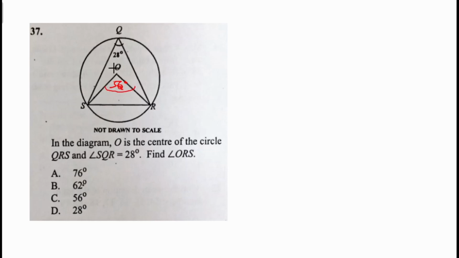Then triangle SOR is isosceles because this is the radius of the circle and this is also the radius of the circle, and that means the angle here and the angle here are going to be equal. So twice angle ORS plus 56 should give us 180 degrees, which is the sum of interior angles of a triangle. And when we simplify that, that should give us our answer. So let's go ahead and do that quickly, and then I explain.